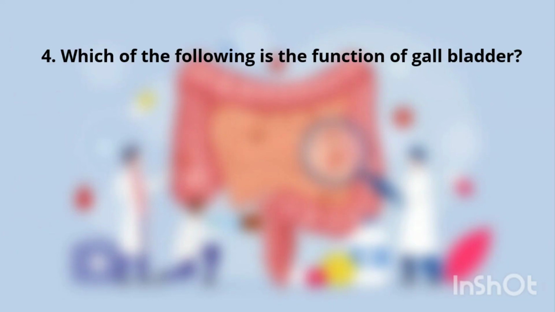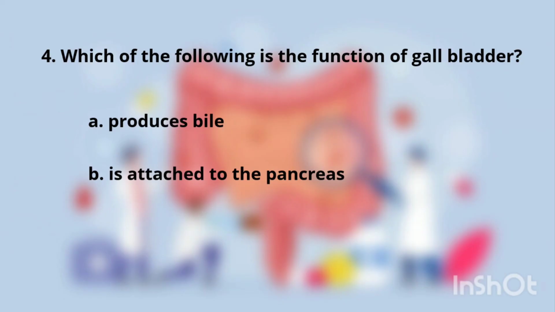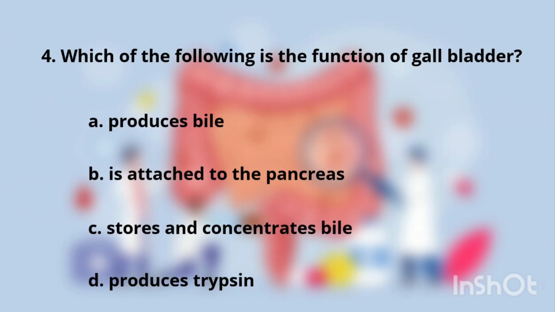Number 4. Which of the following is the function of the gallbladder? A. Produces bile. B. Is attached to the pancreas. C. Stores and concentrates bile. D. Produces trypsin.